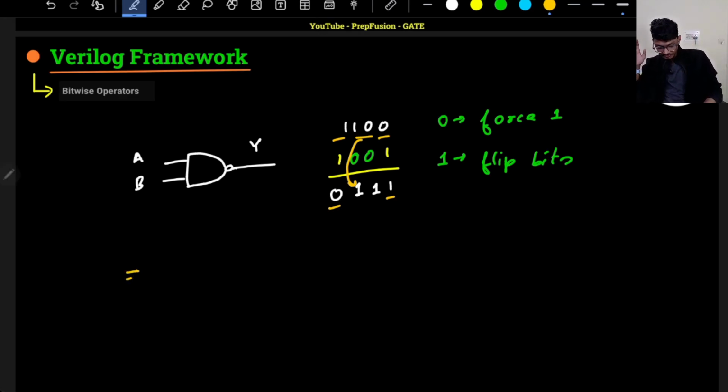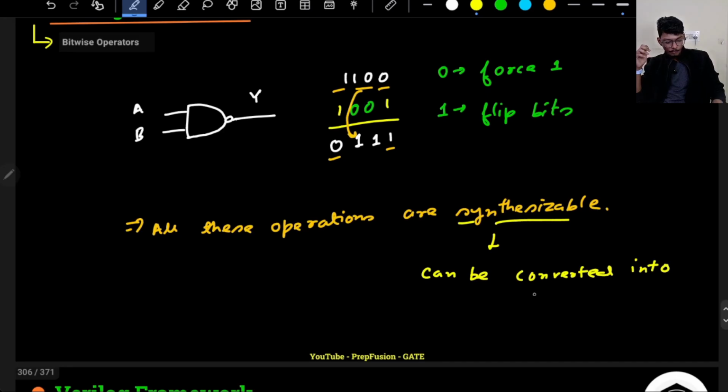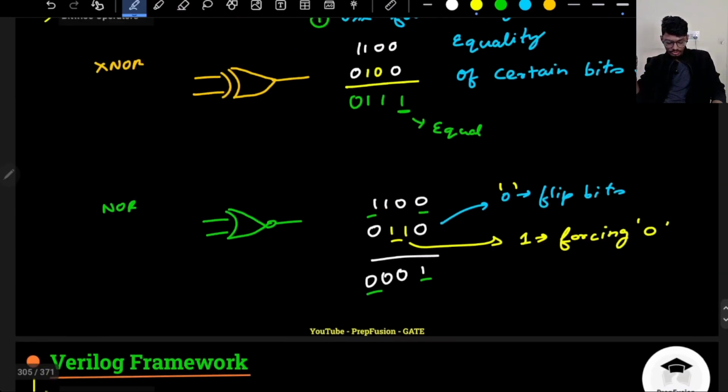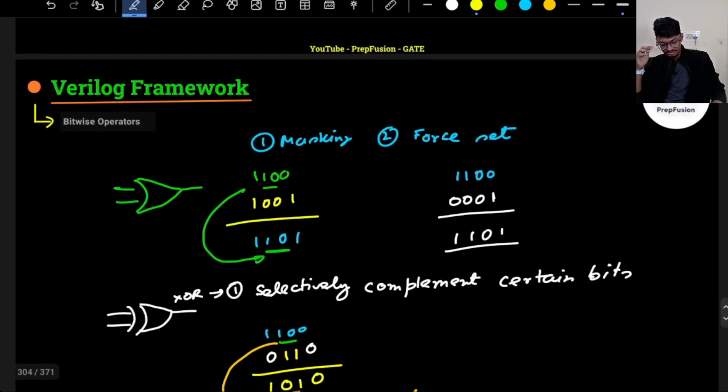Whatever we have done, all these operations are synthesizable. Okay, all these operations are synthesizable. So that means I can convert this into hardware. Okay, so that is the thing I wanted to explain. A few operations will not be synthesizable; I will explain those. Okay, and I forgot to tell you the symbols as well.